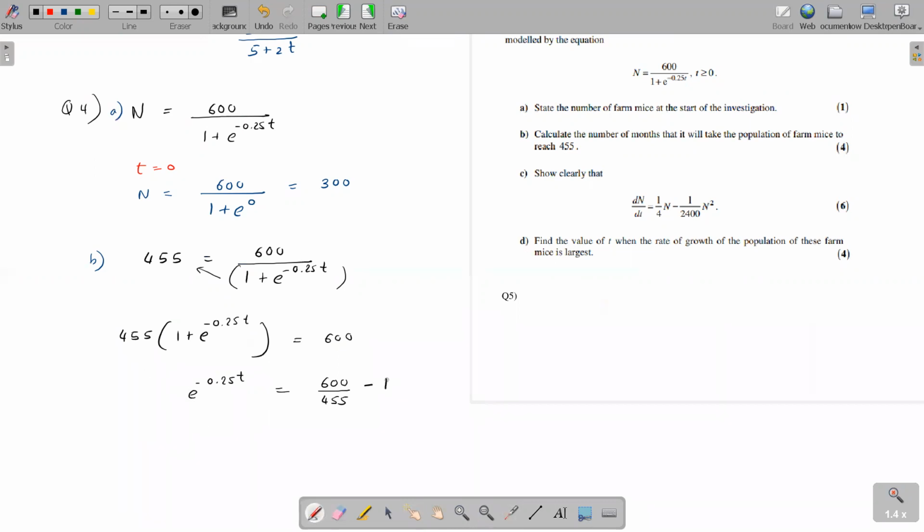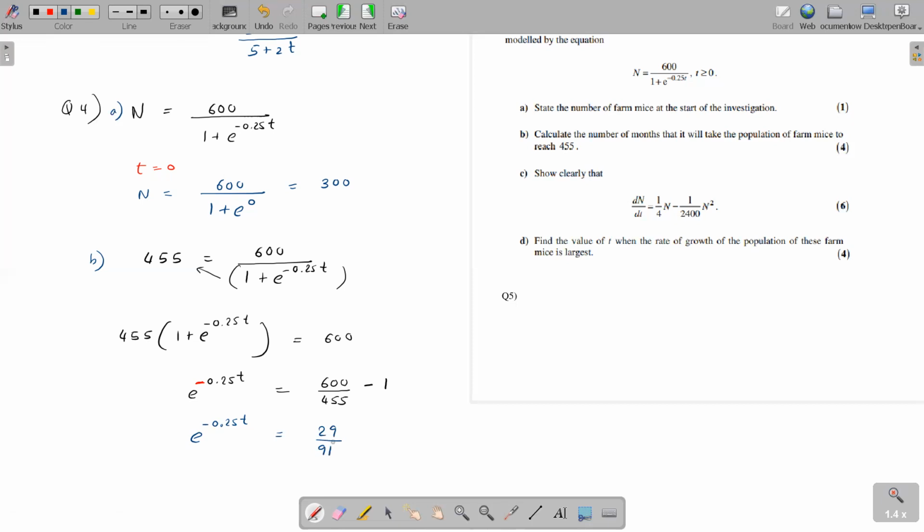Is it okay if I did all of that at once? You can do it all at once. 455 goes as a division, plus 1 goes as a subtraction. Okay? Are you guys okay with this? 29 over 91. So e to the power minus 0.25t equals 29 over 91.